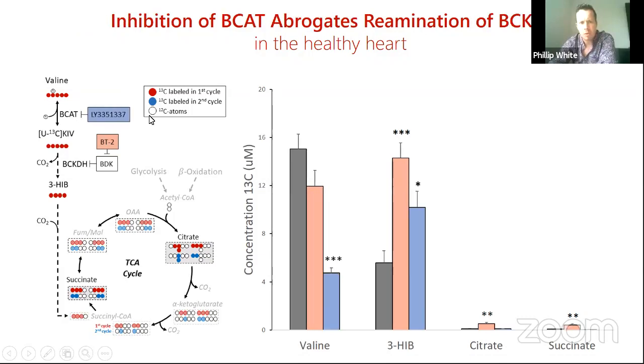We next used a small molecule inhibitor of the transaminase to demonstrate that this is BCAT dependent. This is a molecule that inhibits both isoforms of BCAT. There's a cytosolic and mitochondrial form. And when we use this inhibitor, you can see that there is a strong effect to lower label incorporation into the valine pool. Now valine is no longer the major fate of these keto acid-derived carbons. In fact, 3-HIB, the molecule downstream of BCKDH, begins to become a more important fate. However, very few of those carbons end up going through to citrate and succinate.